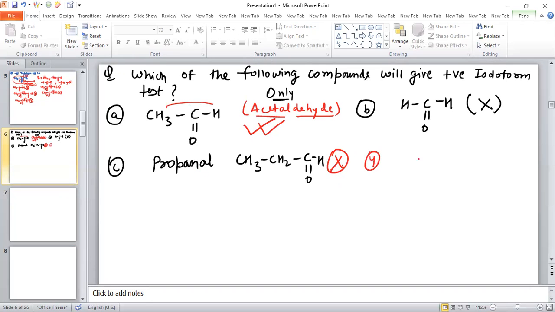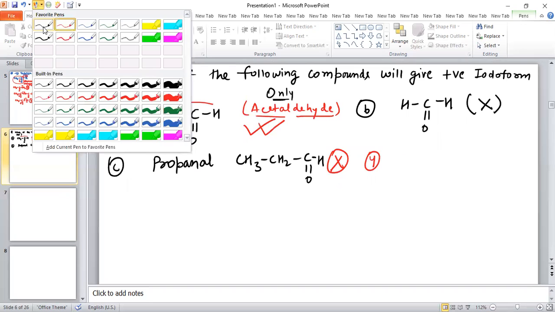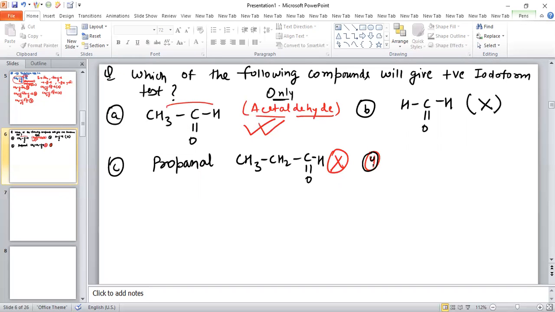Now see the fourth one. The fourth compound is basically acetone. Which compound is acetone? The acetone is basically CH3 C double bond O and CH3. This compound is acetone. We know it is a methyl ketone, and methyl ketones give a positive iodoform test. So acetone will give a positive iodoform test.